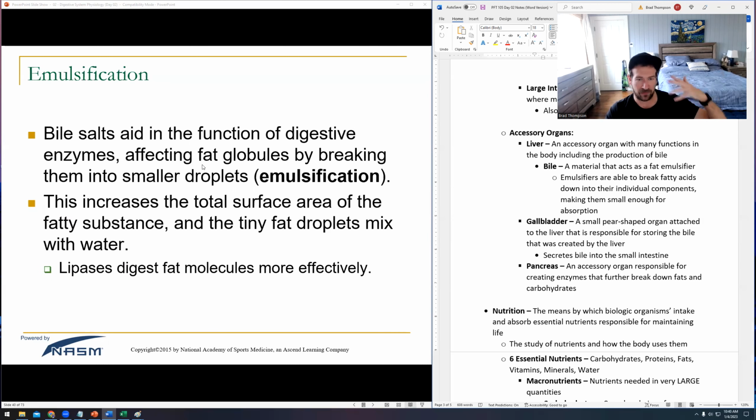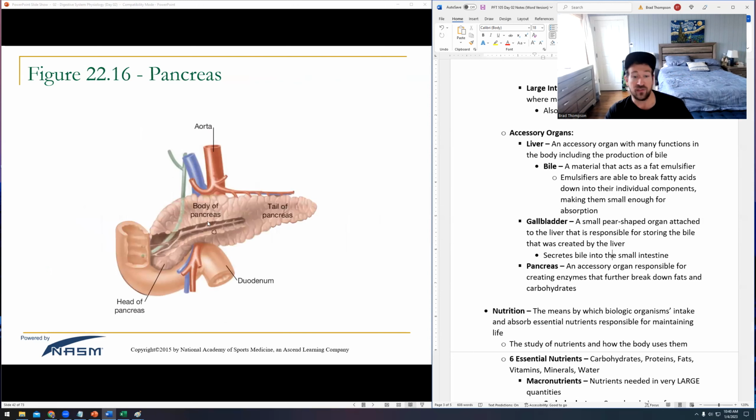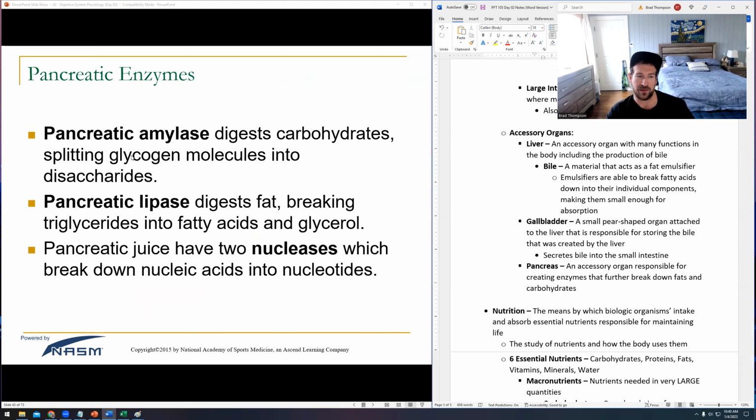So the gallbladder, yep, secretes the materials in the end, that's your bile, and it emulsifies all those fats. Now, you've also got your pancreas here. Your pancreas is also an accessory organ. You're probably familiar with the pancreas because it is responsible for producing your insulin inside the body, but outside the body, it's actually secreting enzymes like pancreatic amylase and pancreatic lipase.